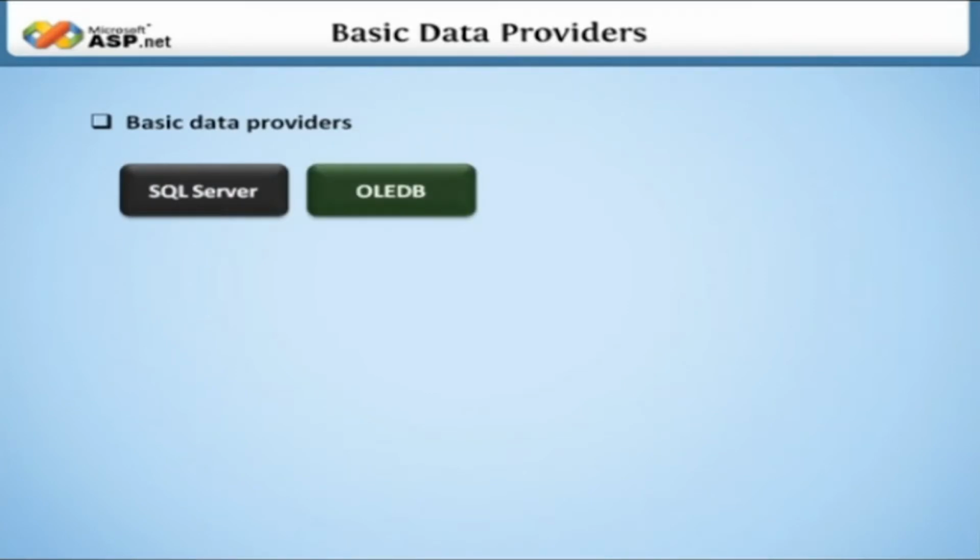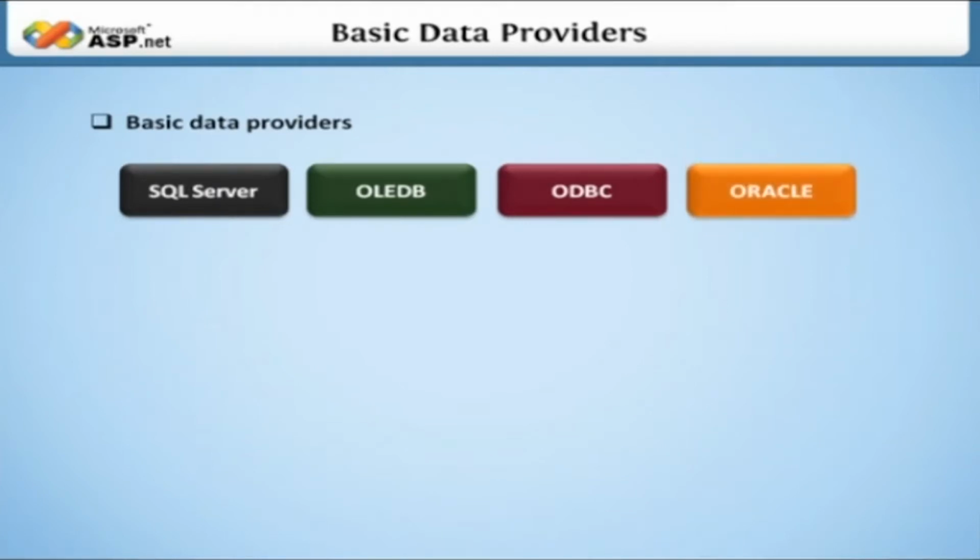Basic data providers available in .NET are SQL Server, OLEDB, which stands for Object Linking and Embedding Database, ODBC, which is Open Database Connectivity, and Oracle. Now first let's start off with SQL Server.